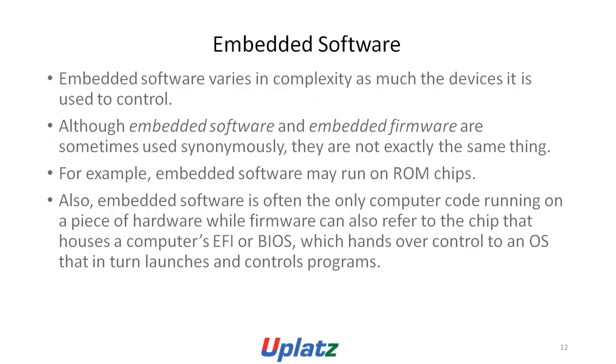Embedded software varies in complexity as much as the devices it is used to control. Although embedded software and embedded firmware are sometimes used synonymously, they are not exactly the same thing. For example, embedded software may run on ROM chips. Also, embedded software is often the only computer code running on a piece of hardware, while firmware can also refer to the chip that houses a computer's UEFI or BIOS, which hands over control to an OS that in turn launches and controls programs.